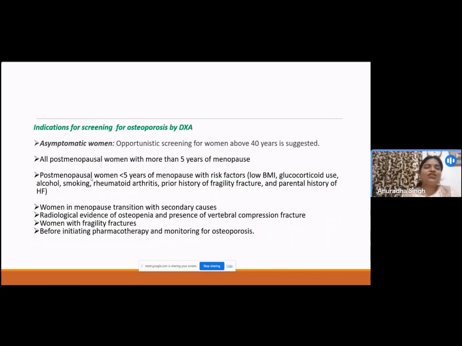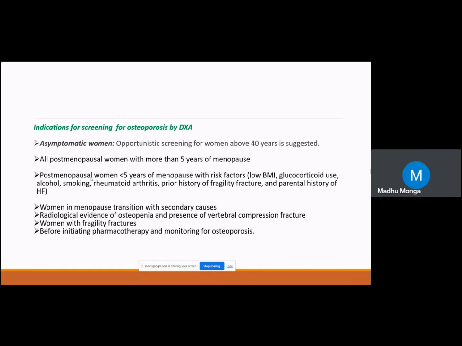Now, what are the indications for screening by DEXA scan? It is asymptomatic women, as we have talked about. It has to be an opportunistic screening. All postmenopausal women with more than 5 years of menopause, and if they are less than 5 years of menopause, those with certain risk factors, as already elaborated. Women in menopausal transition with secondary causes of osteoporosis. We have X-rays done because of some other reason, and we have radiological evidence of osteopenia, women presenting with fractures.